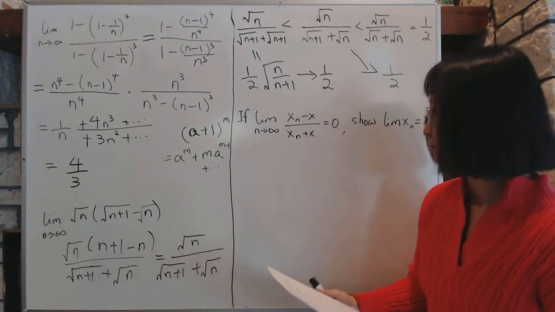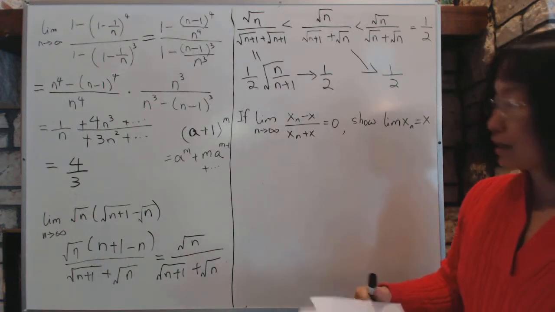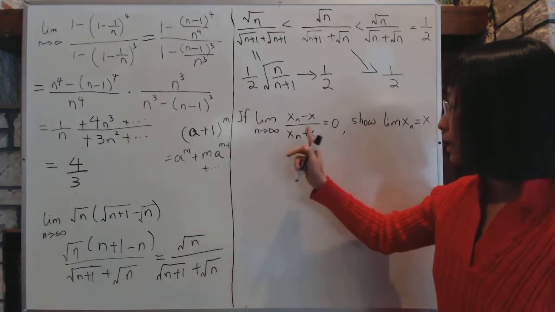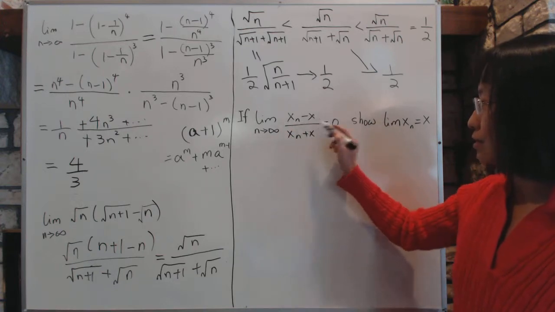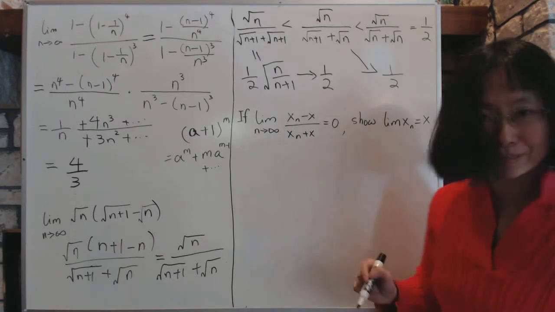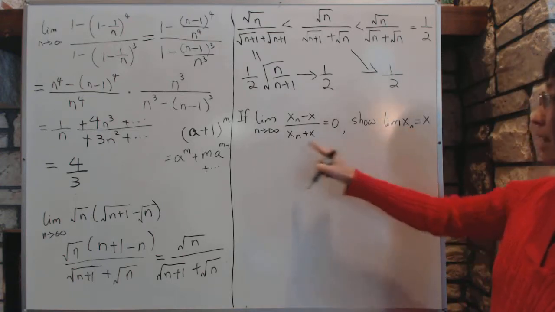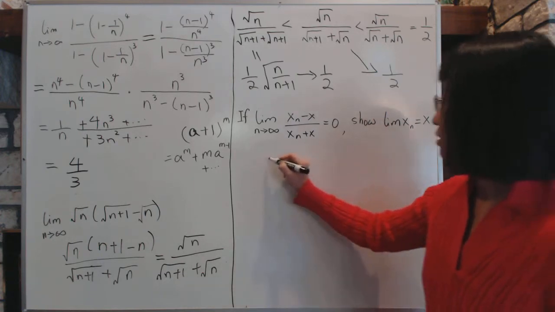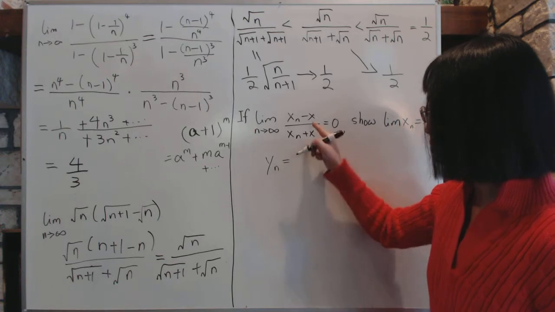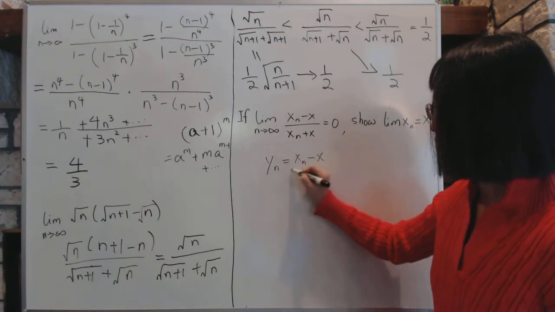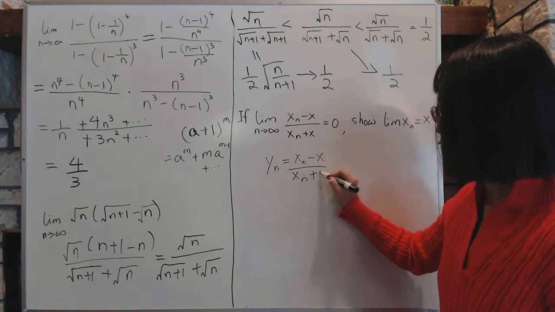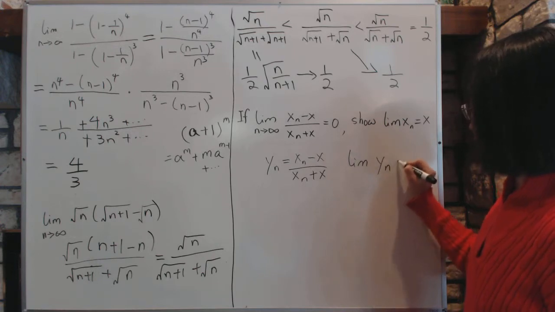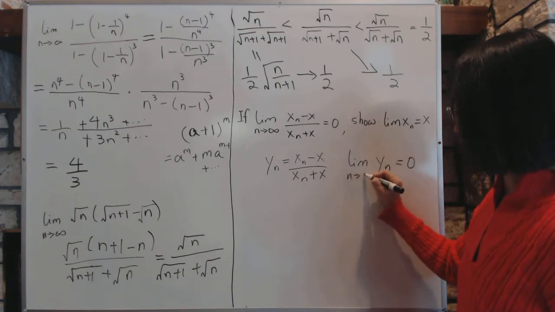Now let's look at the third one. The third easy problem says, if we know this, we already know this, we're not trying to prove it. If this is true, that is, the limit of xn minus x over xn plus x happens to be 0, then the limit of xn will actually go to x. Now to prove that, we're going to pull another trick. That is a very simple one. We'll set yn equal to this stuff, xn minus x over xn plus x. Now if that is true, then as given, the limit of yn is 0 as n goes to infinity.